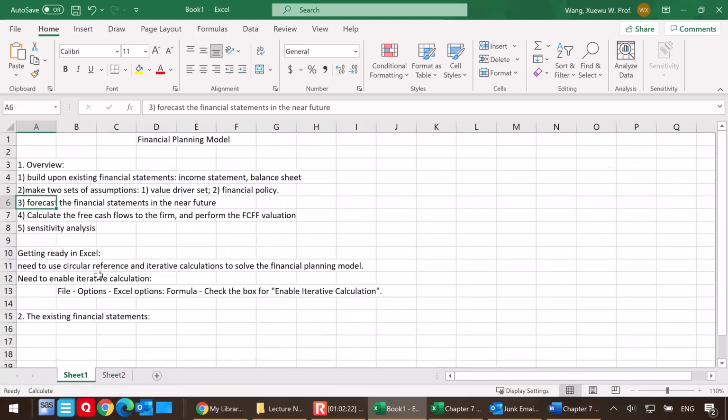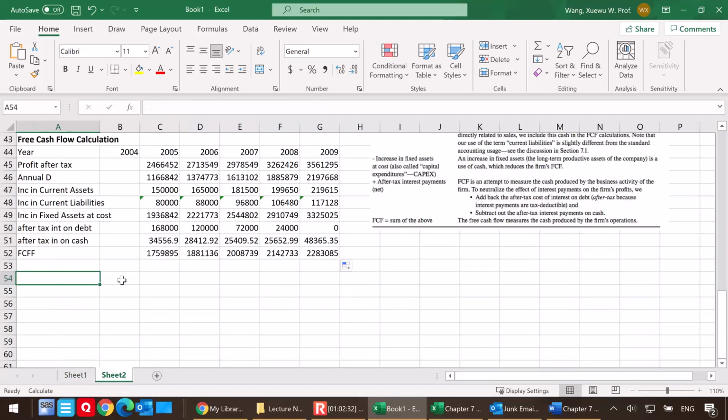Looking at our map here, we finished the first part of step 4, which is calculate the free cash flows to the firm, and now we have to finish the valuation exercise. How do we value this firm? Here we have the free cash flow growth rate. We have the free cash flow to the firm per year. And what about the future years?